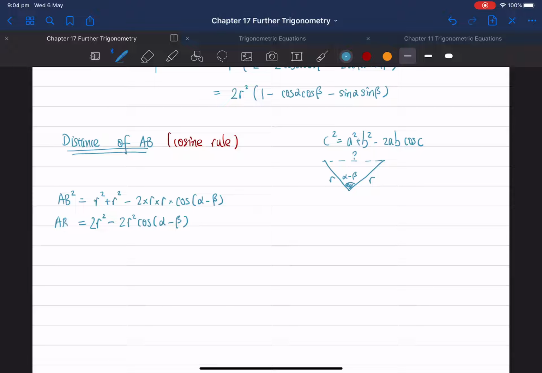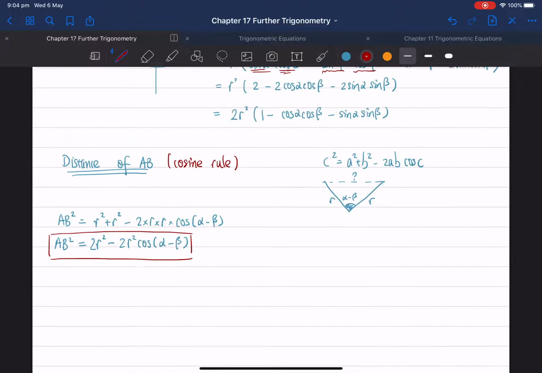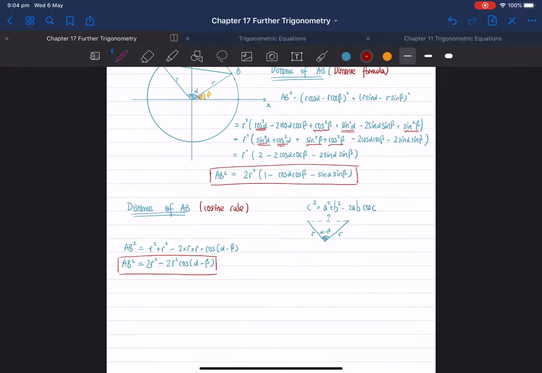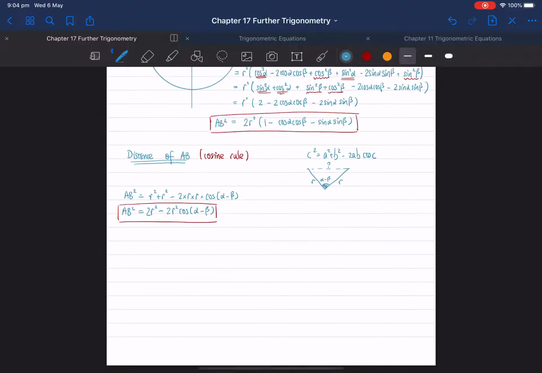Now, this is AB squared. These two expressions are both represented by AB squared. So we have two totally different expressions, but they represent the same AB squared. That means we can equate them together. Make them equal to each other because they're just AB squared. Why not equate them?